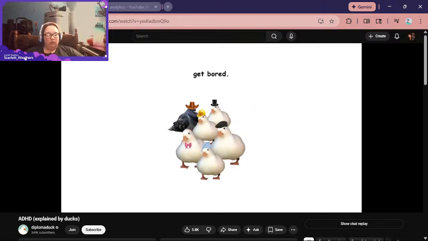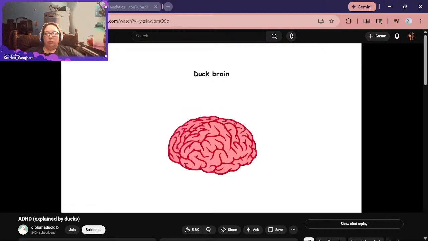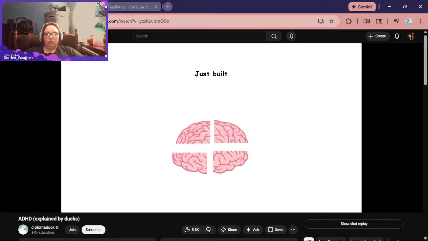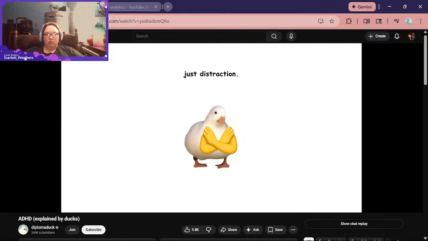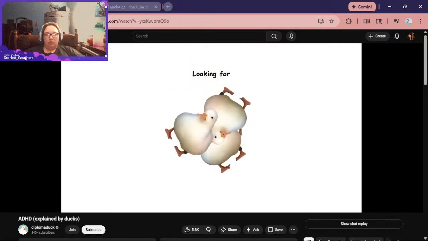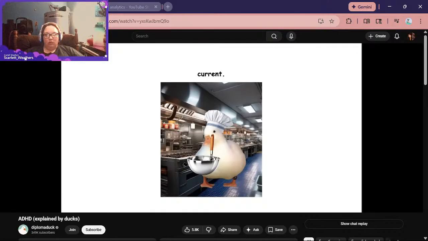When other ducks get bored, duck gets ideas. When others stop, duck still flapping. Duck brain not broken. Just built for discovery, not repetition. ADHD isn't just distraction. It's directionless energy looking for purpose. Find the right interests, and that chaos becomes current.